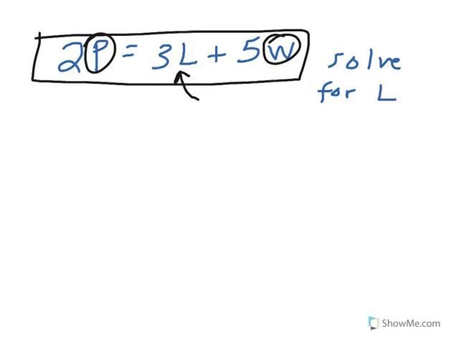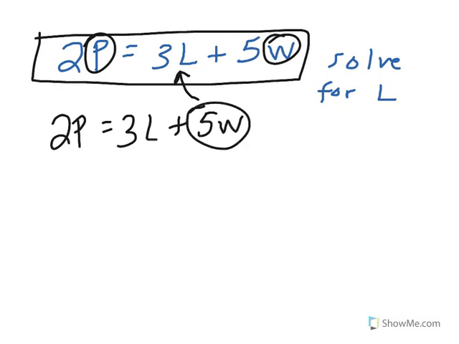If we want to get L by itself, I'm going to rewrite this so I have something to work with here. 3L plus 5W. What the heck is 5W? Well, I don't know what that is. It's 5 times some number W, and I don't know what it equals. However, it's still just a number, right? And in this case, it's a positive number. So all I'm going to do is subtract that number.